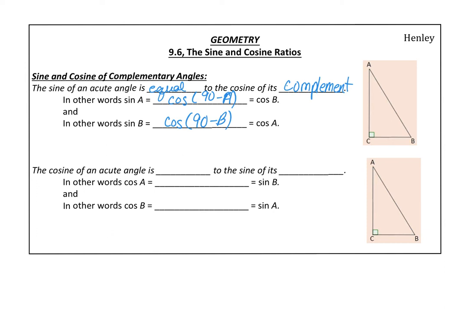Likewise, the cosine of an acute angle is equal to the sine of its complement. In other words, the cosine of A equals the sine of 90 minus A, which is the sine of B, and the cosine of B is equal to the sine of 90 minus B, which is the sine of A.